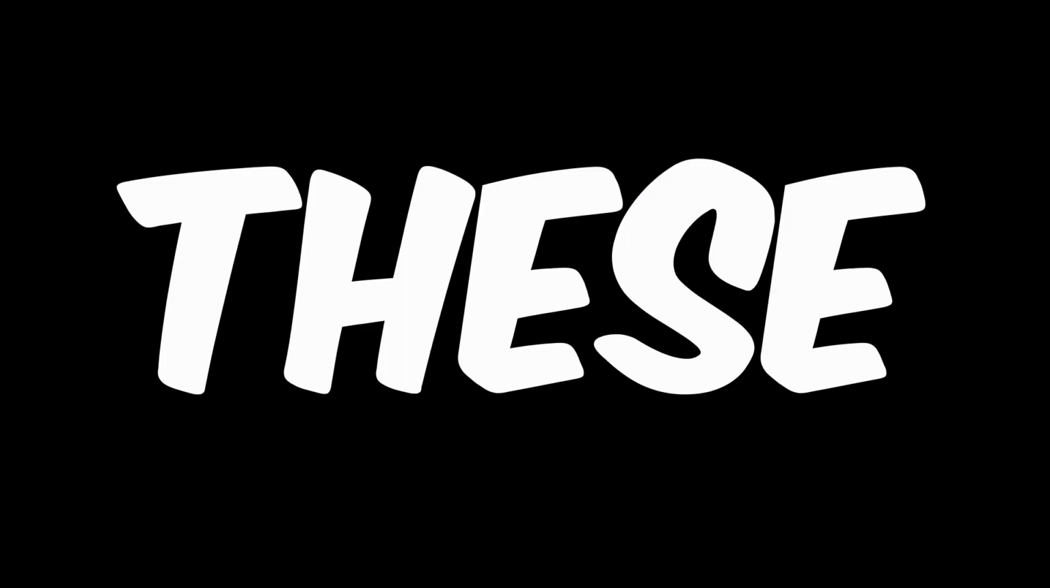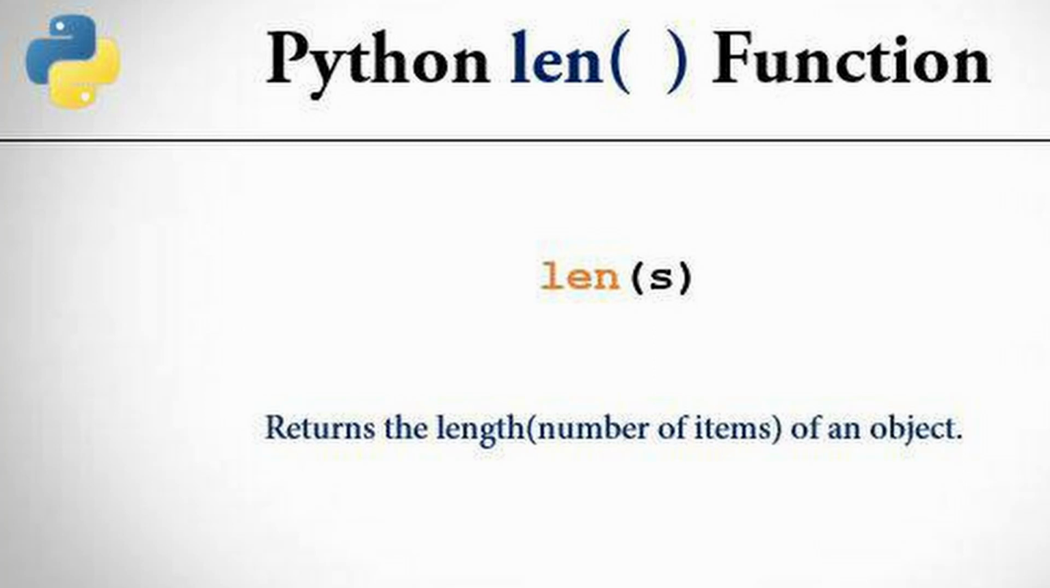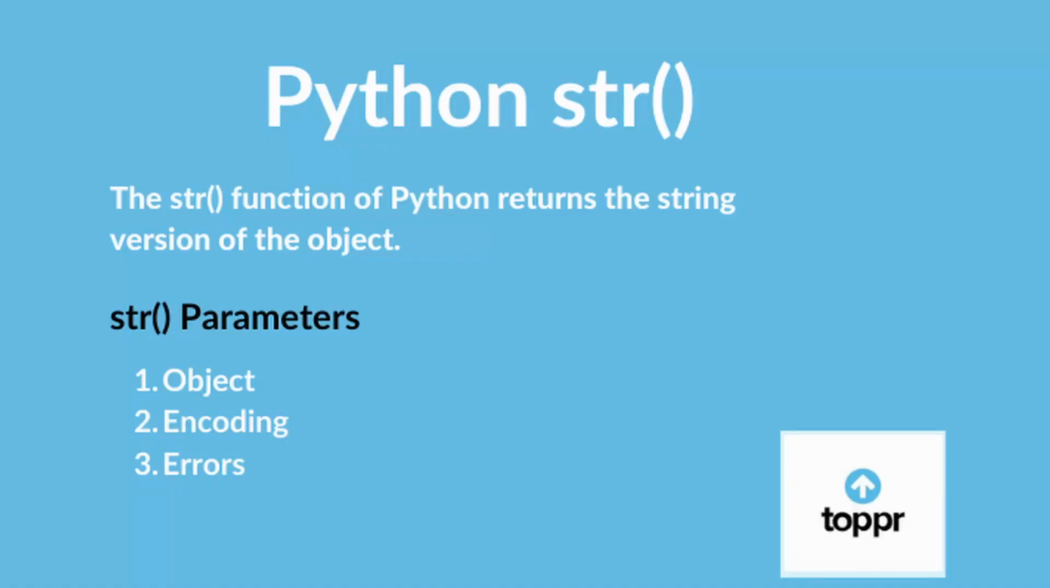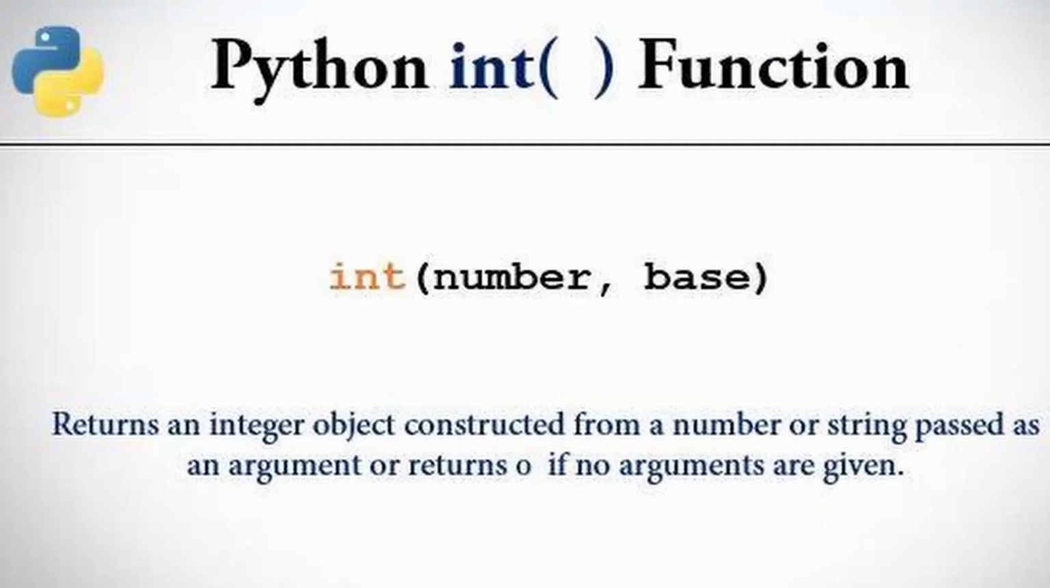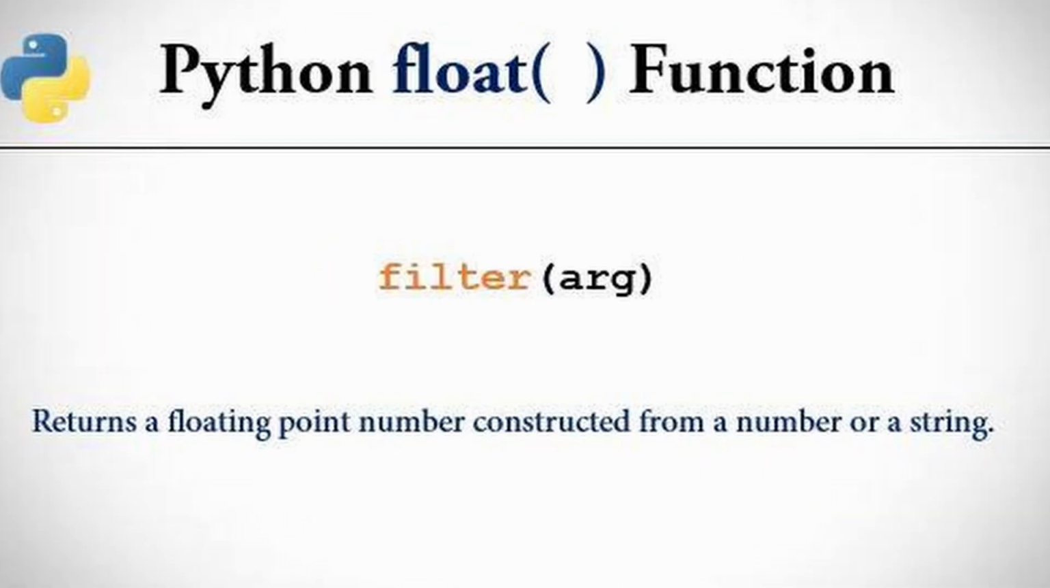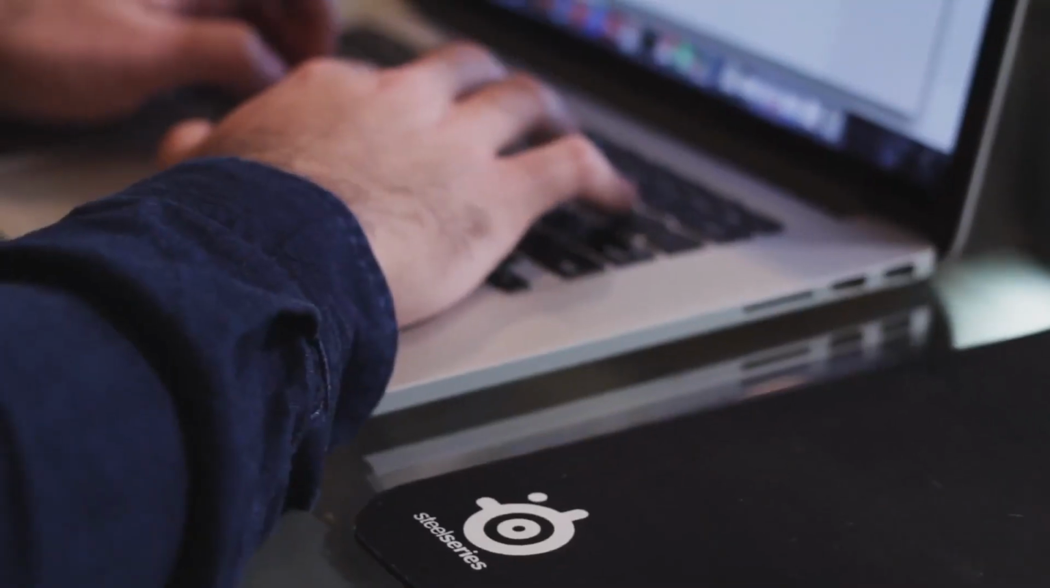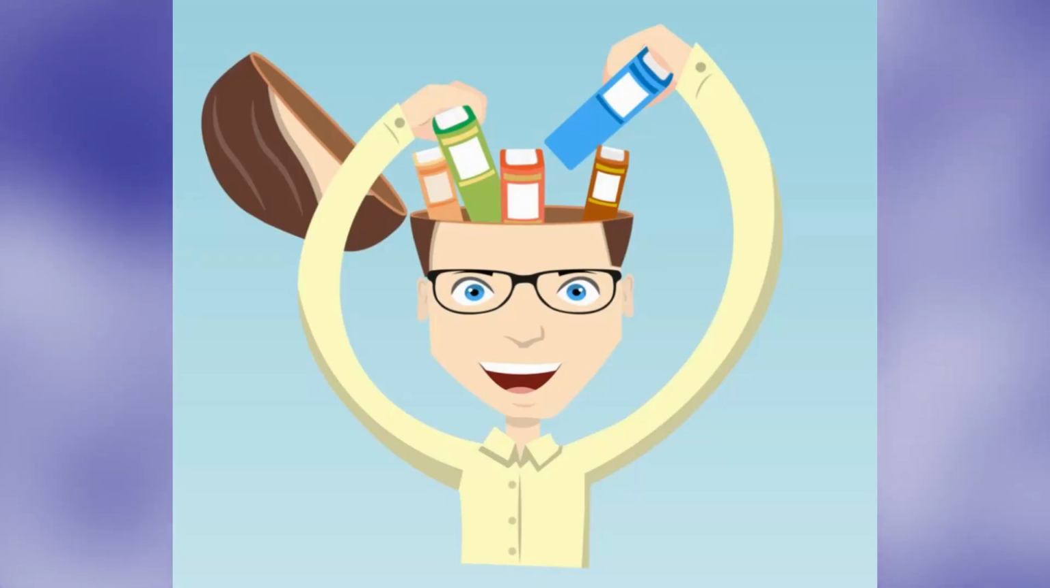Python also has a lot of built-in functions that work with strings. These are some you should know. Len is a function that returns the length of a string by counting the number of characters, including spaces and special characters. Dir is a function that converts the specified object into a string. Int is a function that converts the string to an integer. Float is a function that converts the string to a float. There are many more, but you can only truly learn them by practice, so don't bother just trying to memorize them.